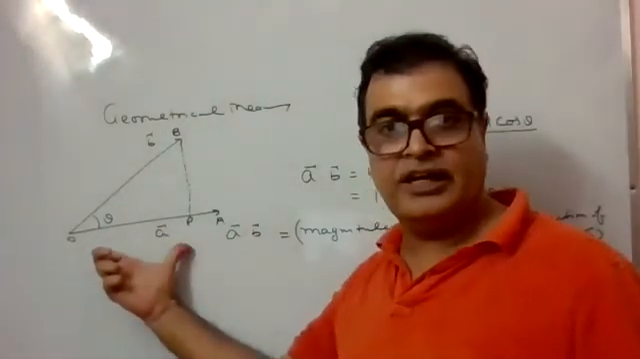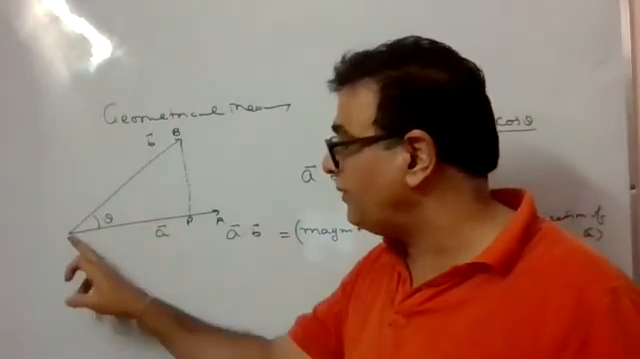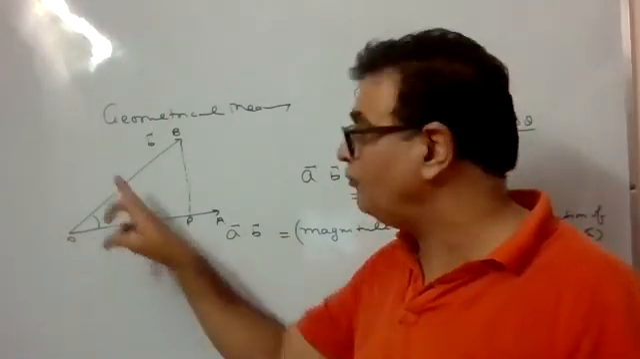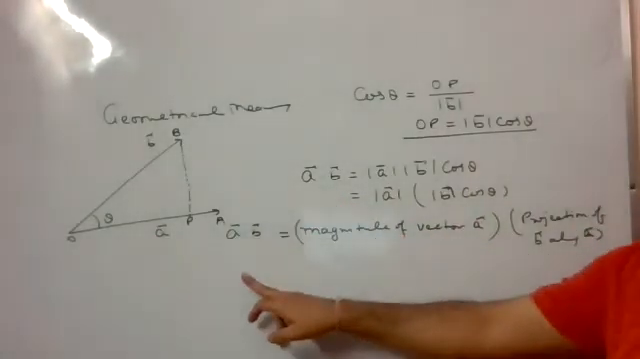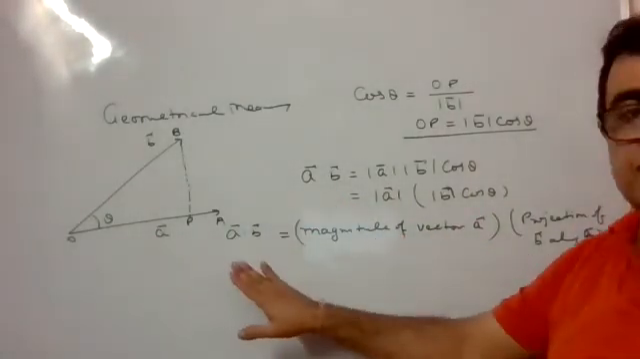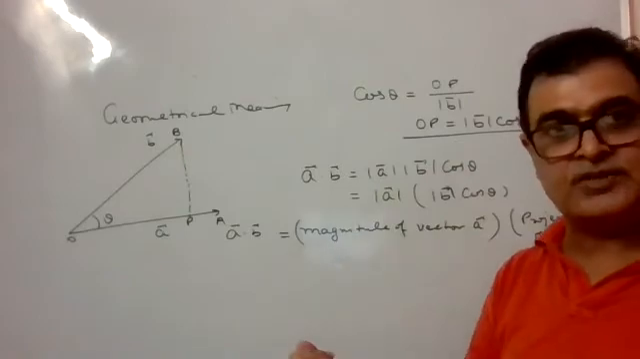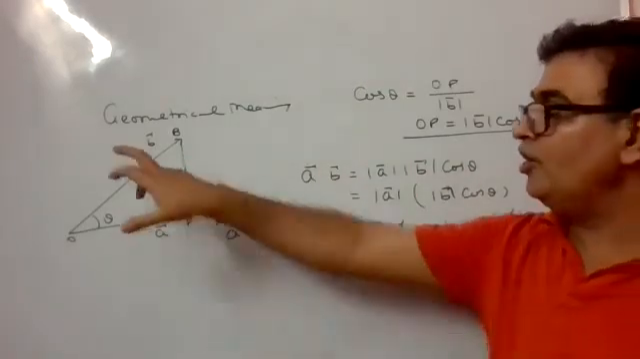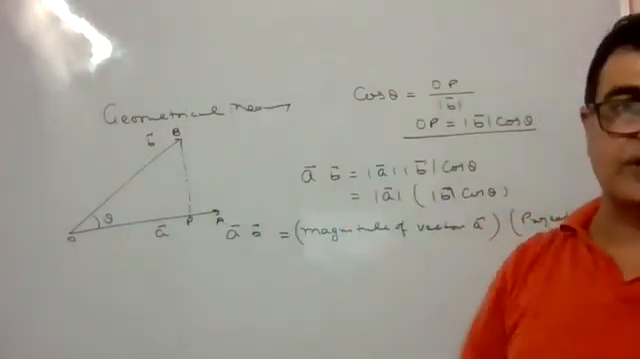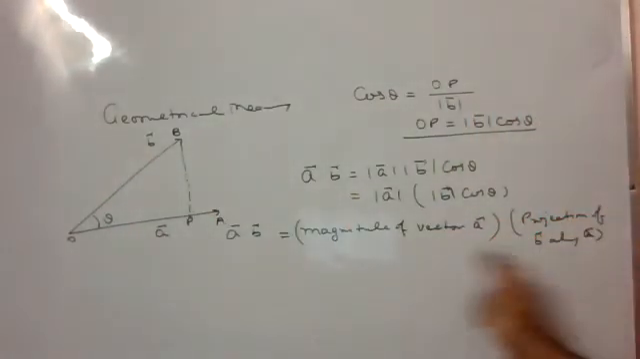एक तो ये पूरा वेक्टर A लेना है और फिर उसका कौन सा पार्ट लेना है? That is the projection of this along this first. So this will be the dot product. So geometrically what it shows is the product of the magnitude of the first vector into the magnitude of the projection of the second vector along the first vector. This is the result you have.